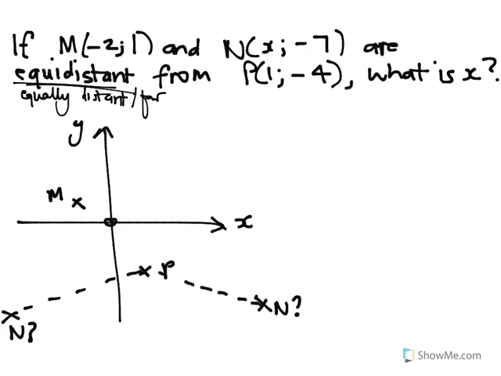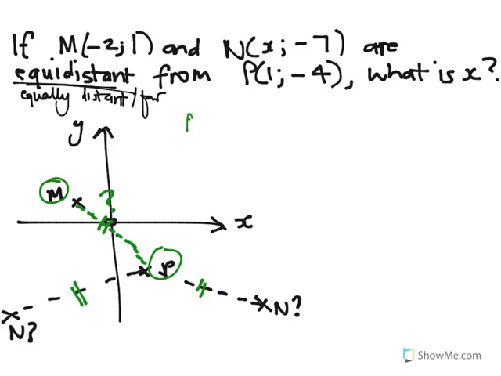What we're looking for is an equal distance here as this distance over here. So whatever this distance is needs to be the same as this distance here. And since we know what M and P are, we can work out what this distance is.